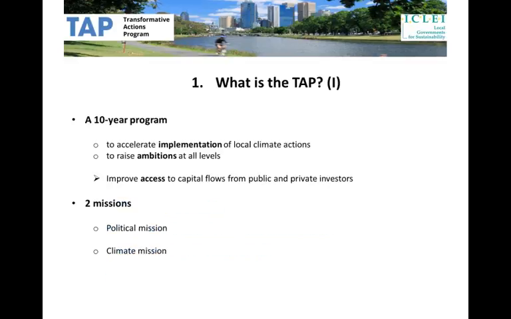So let's start now with what is the TAP. The TAP is a 10-year program, the purpose of which is to accelerate implementation of climate actions of local and regional governments, both in the pre-2020 and the post-2020 period, while raising the level of ambition at all levels, local, national, and international. To be more specific, the TAP will seek to improve access to existing capital flows to cities and regions, and also to catalyze additional capital flows from both public and private investors.